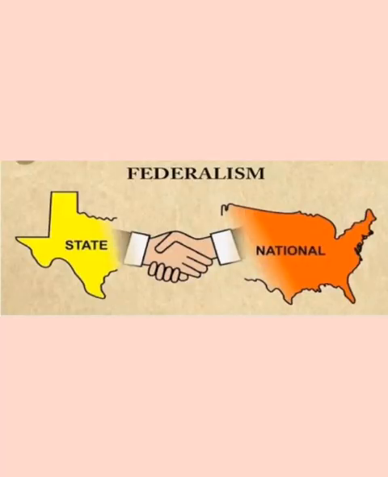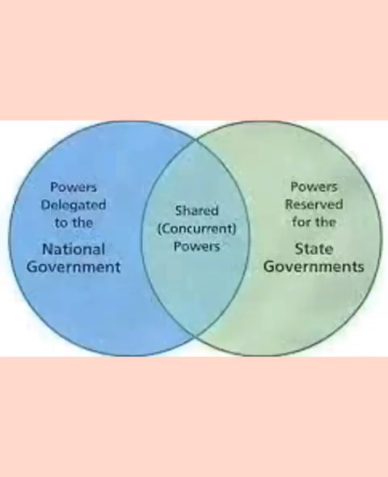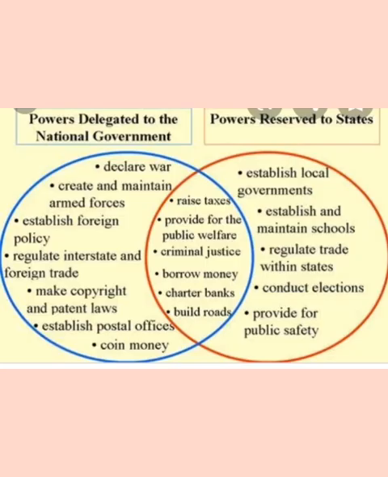Next is quasi-federal government. We have a federal government which refers to a system of government in which the powers are divided between the central government and state government. The Constitution is federal in form but unitary in spirit. Some of the powers are delegated to national government while some of the powers are delegated to the state governments. Some powers are done together by both center and by the states.